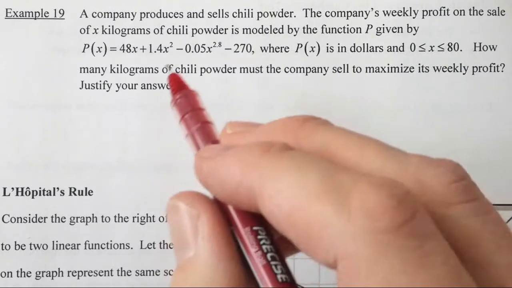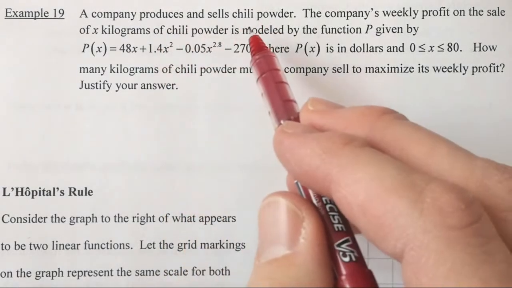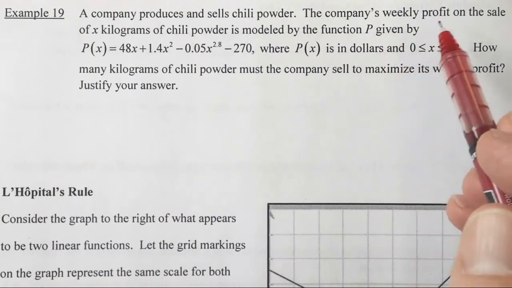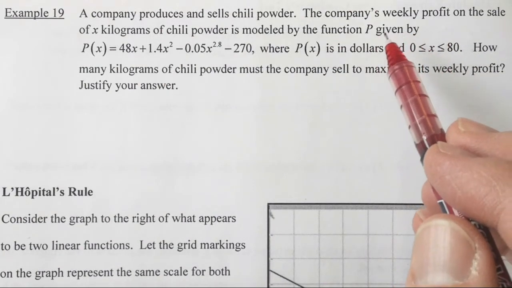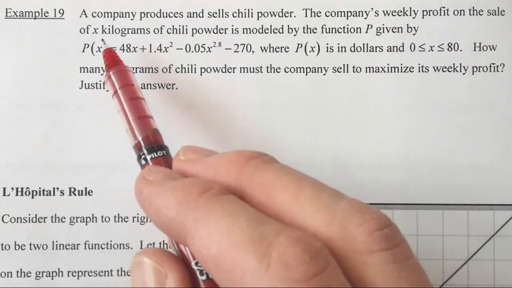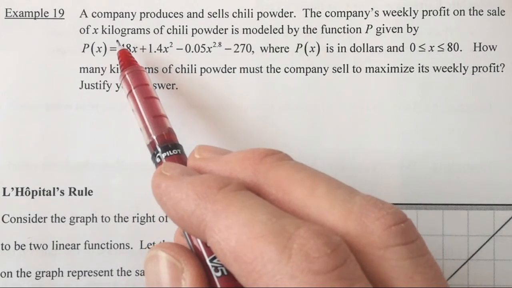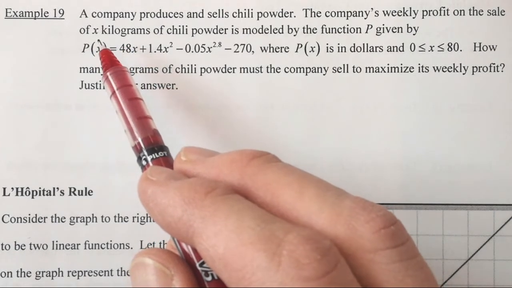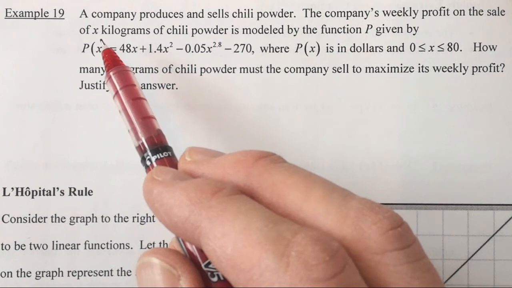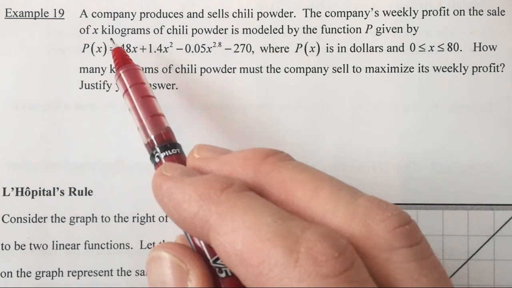Example 19 talks about a company that's producing chili powder. And the profit for the company each week is based off of how many kilograms of chili powder that they sell. So that's x kilograms. So x is still our independent variable. It's just units are kilograms.